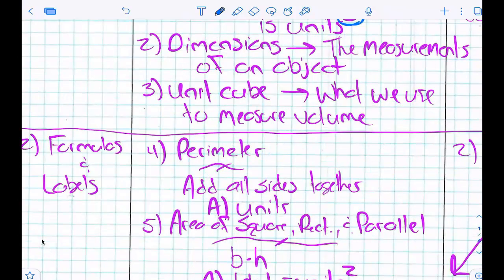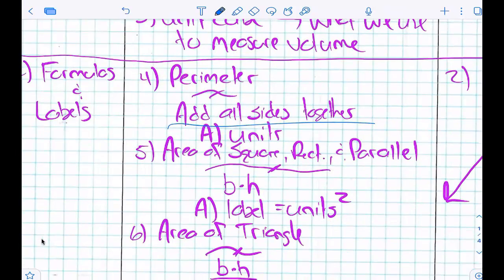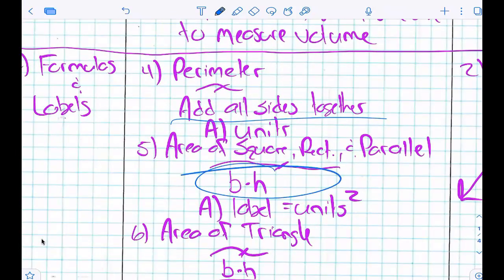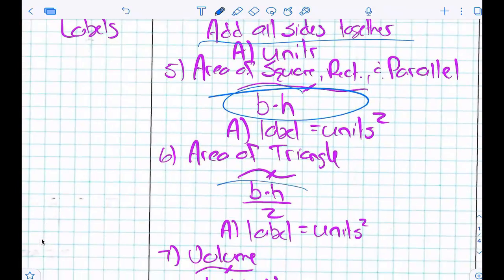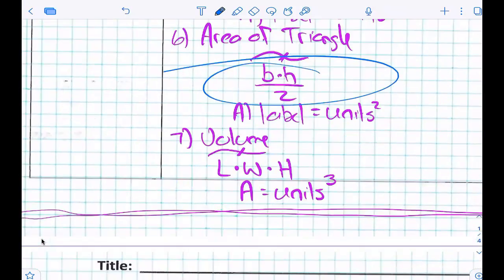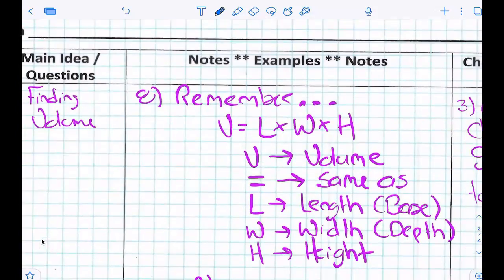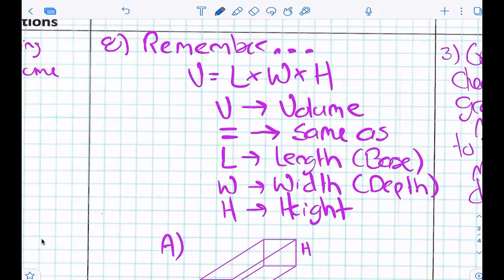All right. Formulas and labels. Perimeter. How do you find the perimeter of any object? How do you find the area of a square, a rectangle, or a parallelogram? How do you find the area of a triangle? How do you find the volume of a 3D shape? Length times width times height. Sweet. All right. There we go. LWH, V, equal sign. We know what they all mean.